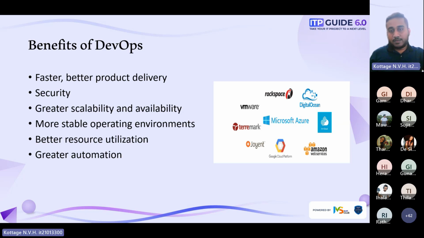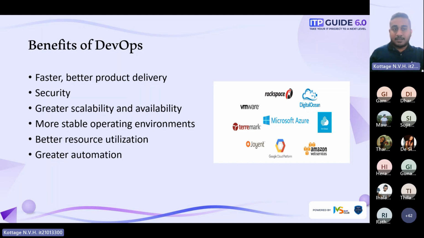So more stable environments. I talked about automation earlier as well. With DevOps practices, organizations can create more stable and reliable production environments by adopting techniques like automated testing, infrastructure validation, and monitoring. Issues and defects can be identified and resolved early, reducing system failures and downtime.